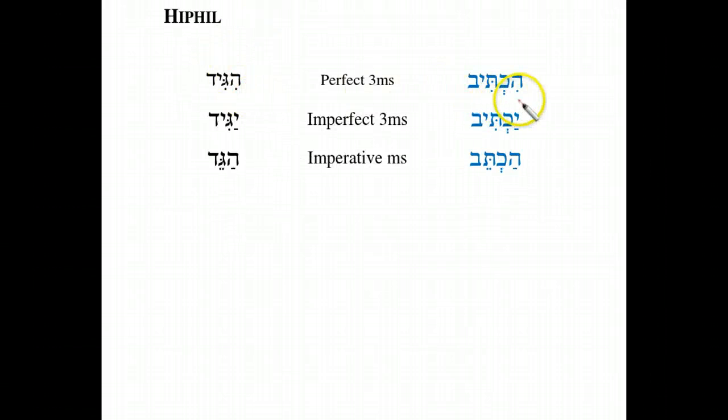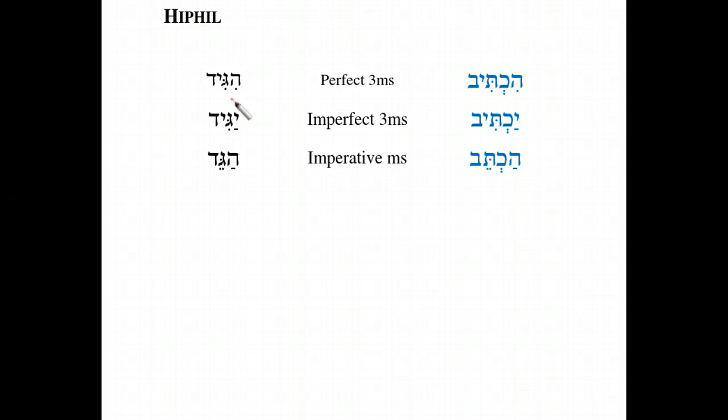With the hif'il, we have only two letters showing in the perfect. So we have higid versus hichtiv in the strong verb. It's a third masculine singular. This is a very important word, higid, to tell, very common, so it's important that you are able to identify it. The gimel here, even though it's a beged kefet, we know that it's a strong dagesh because of the full vowel before it.